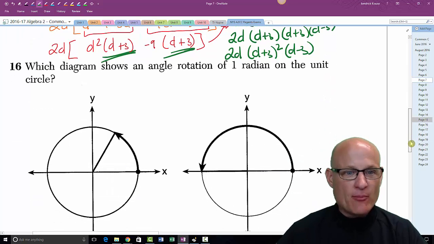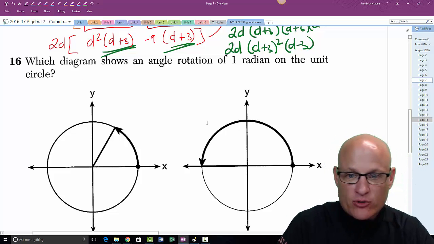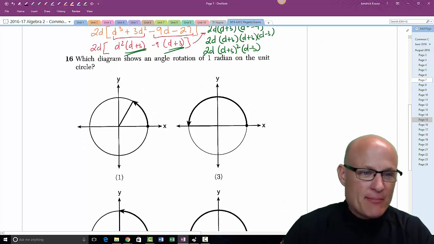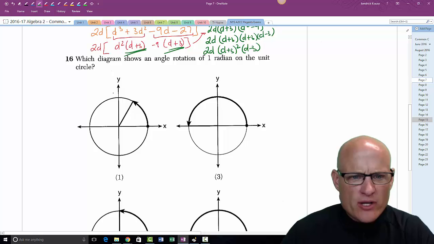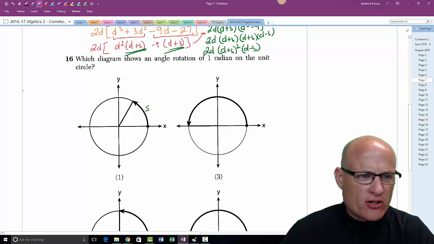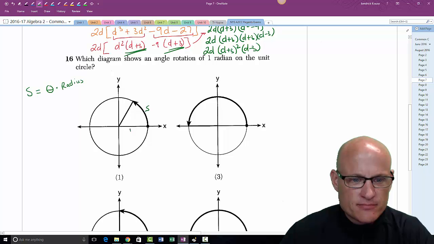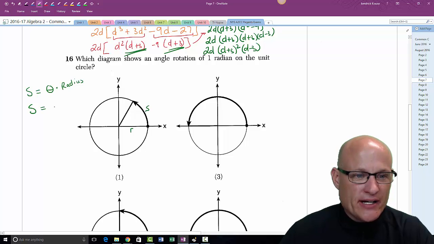A diagram shows an angle of rotation. Which one has a diagram of an angle of rotation of 1 unit or 1 radian? Now, if you remember correctly, if I'm talking about arc length here, isn't arc length defined as theta times the radius? Let's call my radius r. So S would equal theta times r.